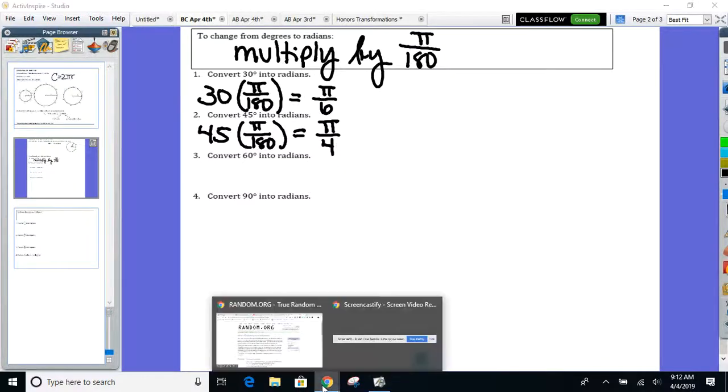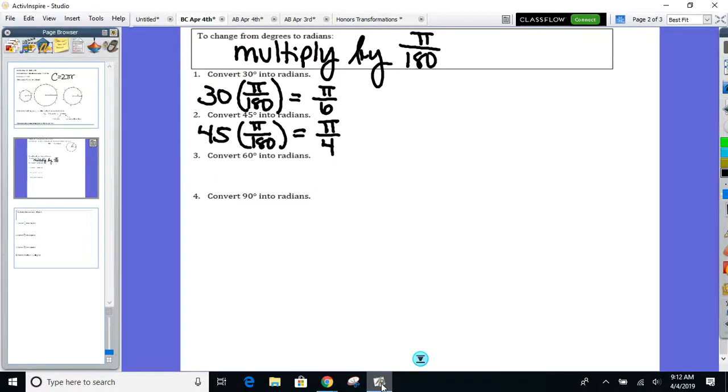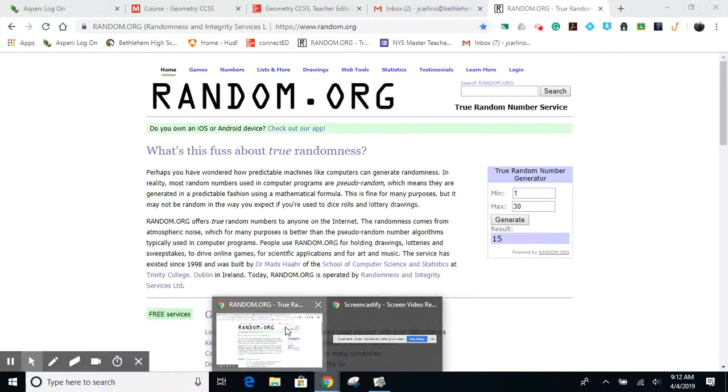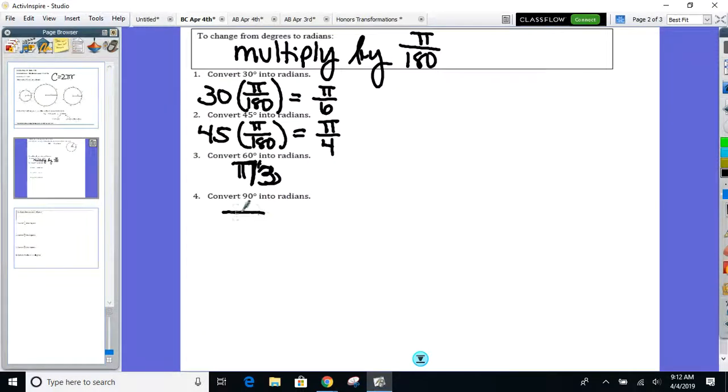60 degrees, what is it in radians? Pi over 3, nice job. Pi over 3. What about 90 degrees? Pi over 2. Okay, so here's what we got to multiply by to go from degrees to radians.